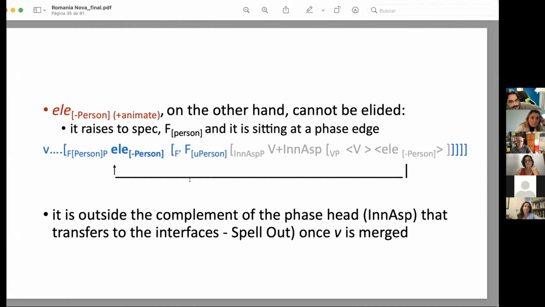And ELI plus animate, on the other hand, cannot be elided because it moves up, and when V is merged, this is a phase, so it cannot be elided. It's outside the phase already. It's outside the complement of the phase head.